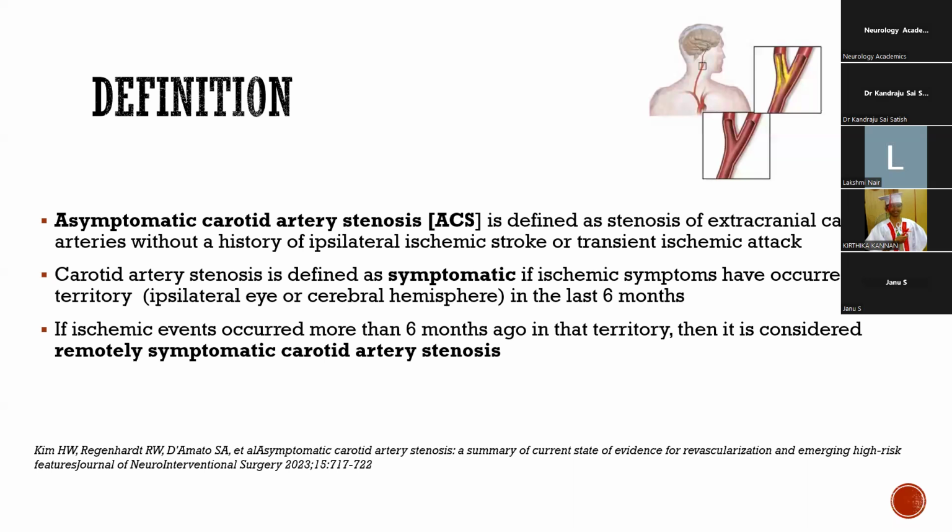So coming to the definition of asymptomatic carotid stenosis. Asymptomatic carotid artery stenosis is defined as a stenosis of extracranial carotid artery without a history of ipsilateral ischemic stroke or a TIA. And carotid artery stenosis is defined as symptomatic if ischemic symptoms, either ipsilateral eye or the cerebral hemisphere in the same territory, occurred within the last 6 months. And when it is more than 6 months in that same territory, it is considered as remotely symptomatic carotid artery stenosis.